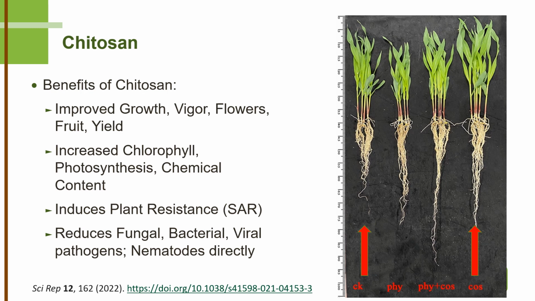The chitosan does induce, reportedly, systemic acquired resistance. That is different. That is a whole plant effect. It's a stronger effect than the ISR pathways we've been talking about. Chitosan directly reduces fungal, bacterial, and viral pathogens, and even nematodes. So it can be really beneficial to your crops in a number of ways, not just with the induced resistance pathways.